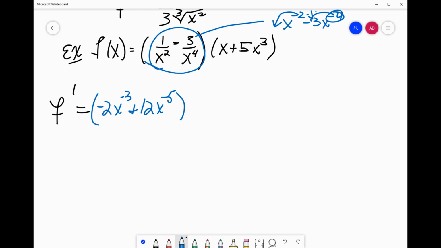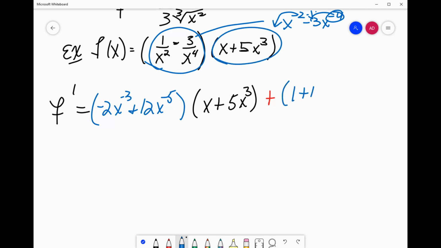Okay, then times the second. So that's x plus 5x cubed. Then we go plus, right? Derivative of the second. Well, derivative of that one's a little bit easier, right? 1 plus 15x squared times the first, which is my 1 over x squared. I'm just going to call it x to the negative 2 minus 3x to the negative 4. Okay, technically that is the answer. Okay, it really is. I know people freak out about that, but really that is.